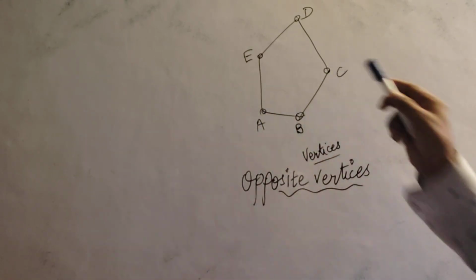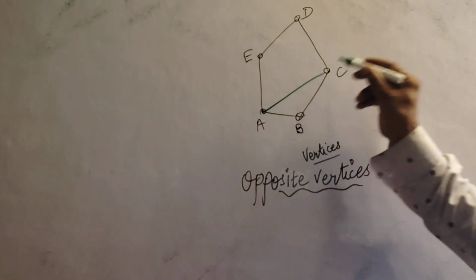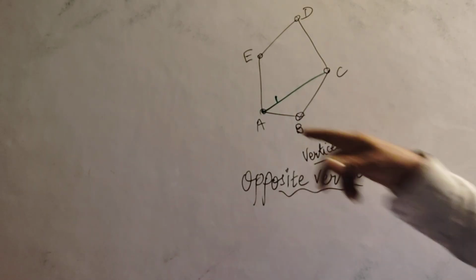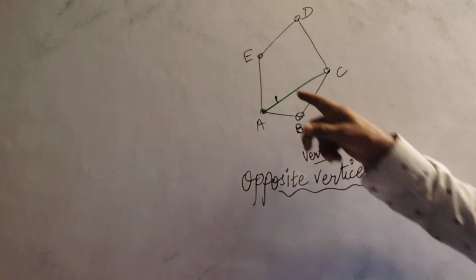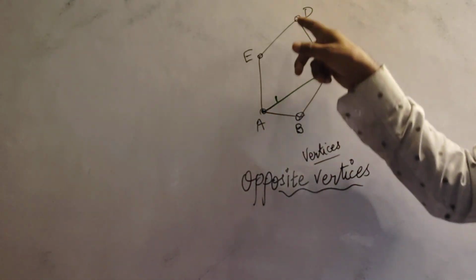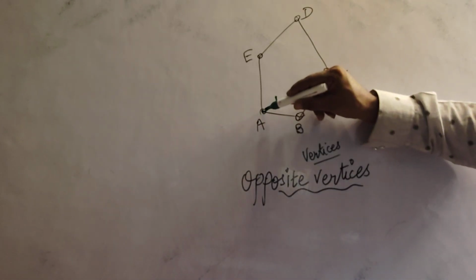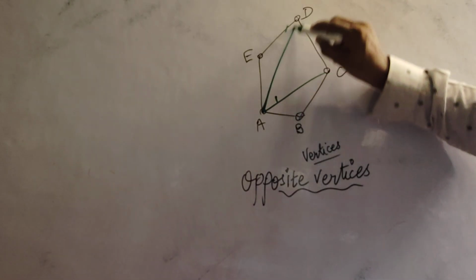So A and C, adjacent or opposite? That's opposite. Yes. So this is the first diagonal. Join them. First we complete from the point A. Now AD, is it opposite or adjacent? It is opposite. So AD is diagonal number 2. We join them.